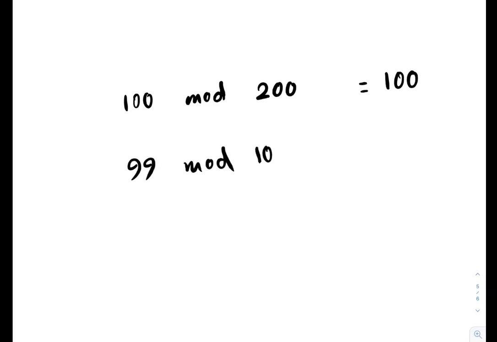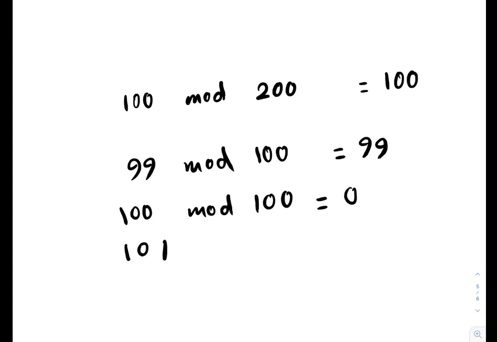So if you have any number, let's say 100 mod 200, because 100 is smaller than 200, the result will always be this number itself. So the result will be 100 here. 99 mod 100 equals 99. 100 mod 100, any multiple of that number, of course, gives us 0. And then 101 mod 100 gives us 1, 102 mod 100 will give us 2, and so on.